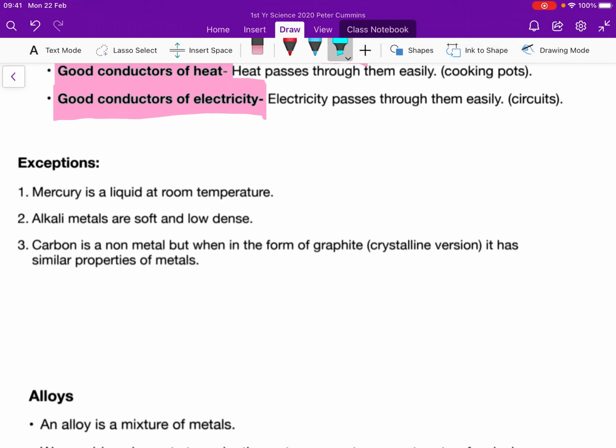A couple of things that don't have those. You might have heard of this in thermometers. Mercury. So mercury in your thermometer is actually a liquid at room temperature. So you have to actually put it in the freezer in order to turn it into a solid, but it's a liquid at room temperature. I'm going to talk about these a bit more.